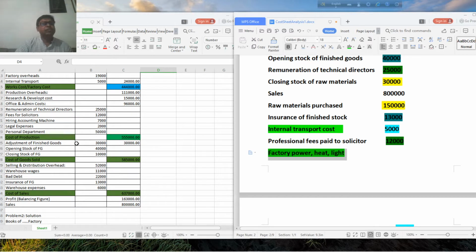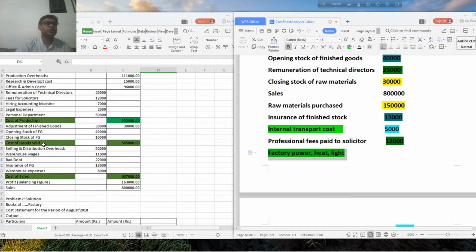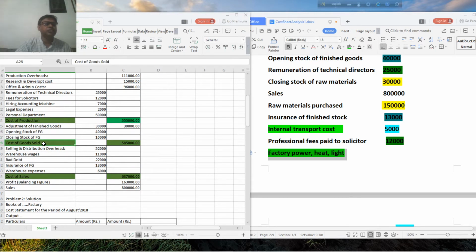After this, we have to adjust the finished goods, because we know that the finished goods have an opening stock and a closing stock. So we have to adjust that to find out the cost of goods. Goods means the finished goods. So this is the amount of goods we have sold here.